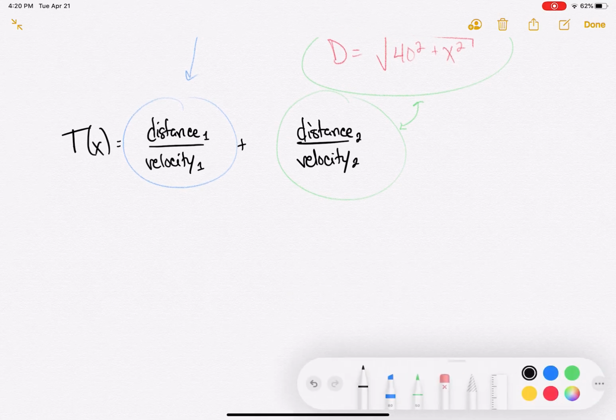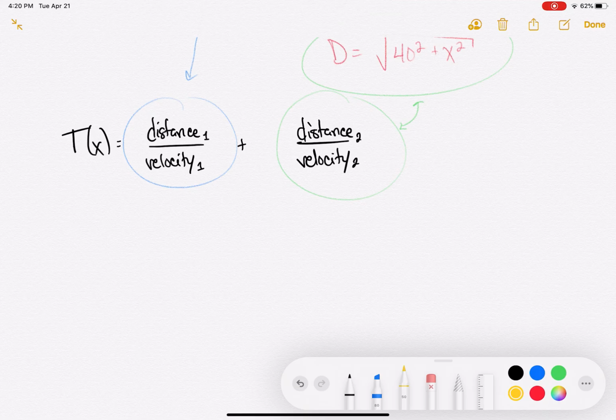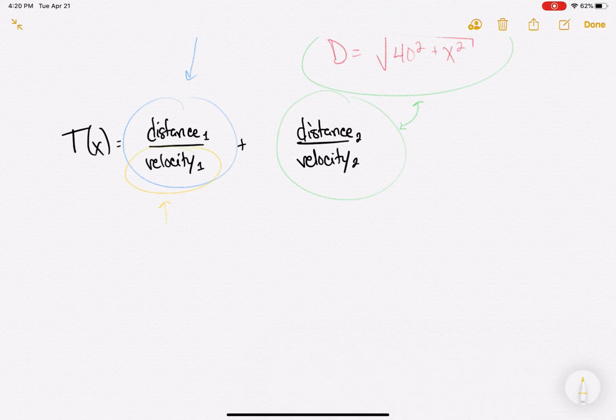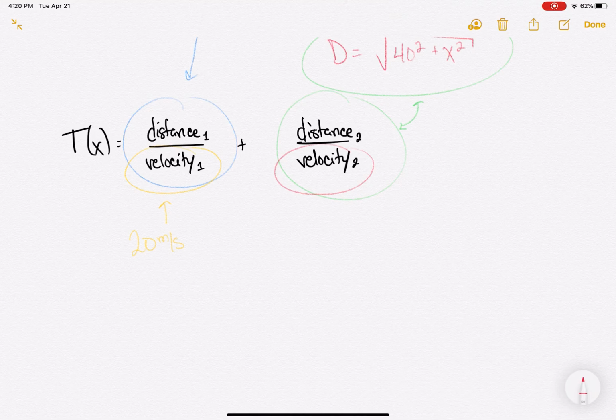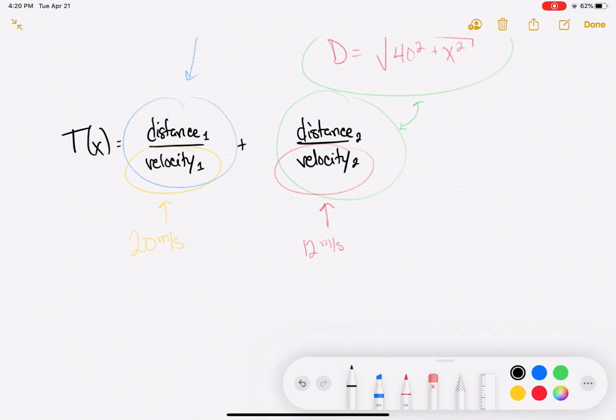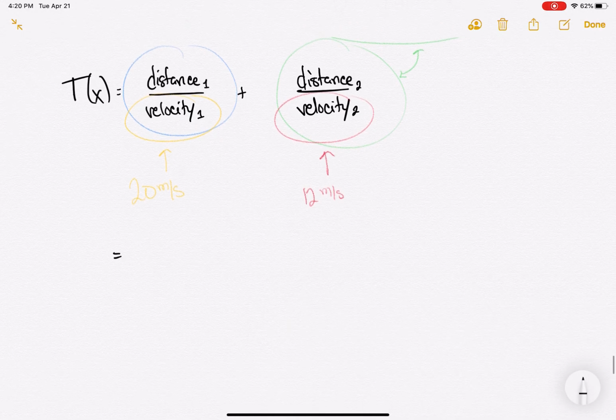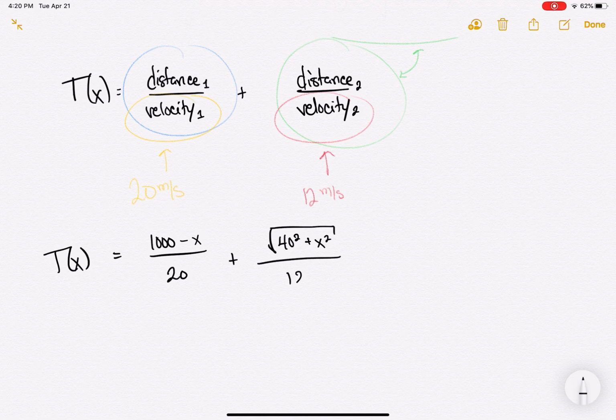My velocities come from the problem. Velocity 1 is 20 meters per second, and velocity 2 is 12 meters per second. And so I have t of x equals 1,000 minus x divided by 20 plus the square root of 40 squared plus x squared divided by 12.